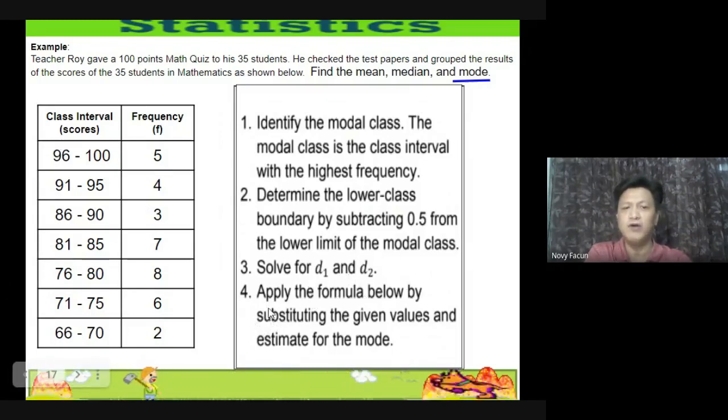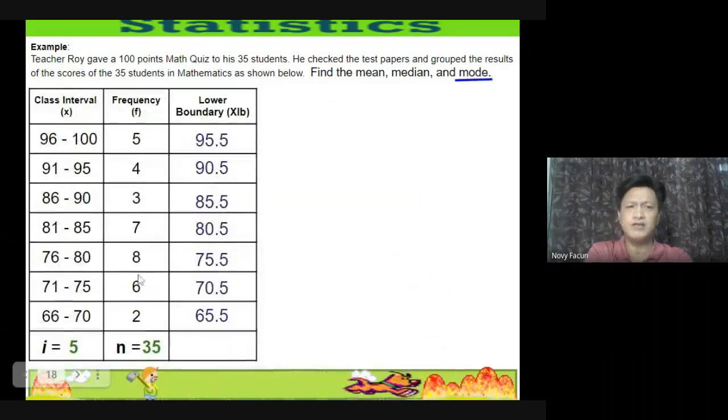And then solve for d sub 1 and d sub 2. And then step 4, apply na natin yung formula yung binanggit natin kanina by substituting the given values and estimate na natin yung ating value. So with that, okay, di ba nahanap na natin yung lower boundary natin. And the I, tsaka yung ating total frequency. Okay, so by subtracting 0.5 doon sa bawat lower boundary natin, yung 66 up to 96. Kaya ito yung ating lower boundary. So inadd natin lahat to, kaya yun po yung total frequency.